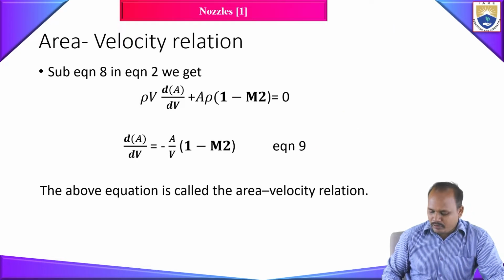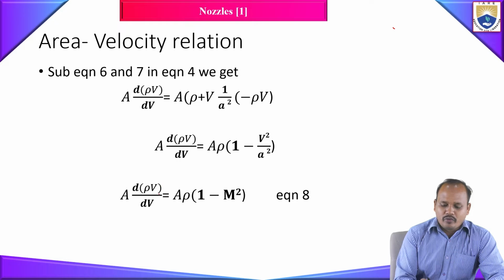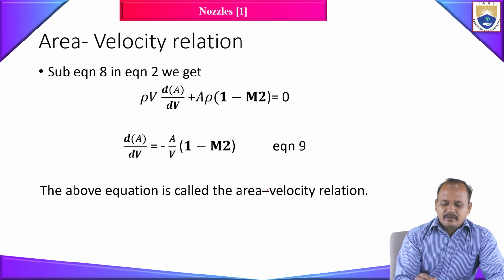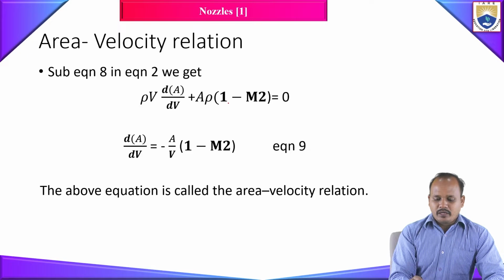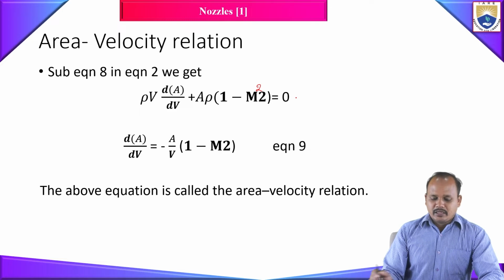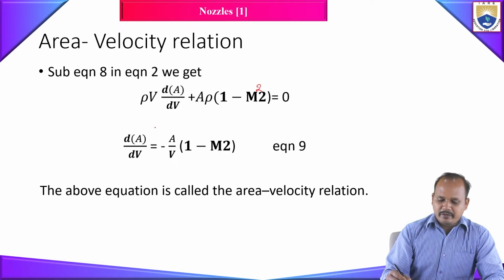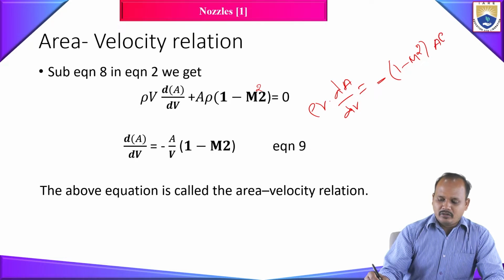This equation number 8 I am going to substitute in equation number 2. In the place of a into d rho v by dv, I'm going to substitute a rho into 1 minus m squared. So what we will get is rho v into dA by dv plus a rho into 1 minus m square is equal to 0. If I simplify this equation, you'll have rho v into dA by dv is equal to minus of 1 minus m square into a into rho.